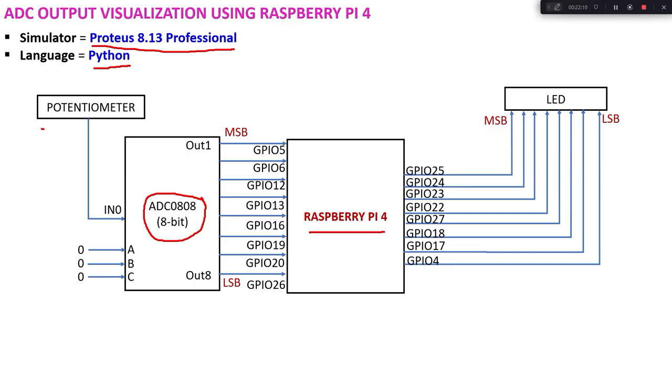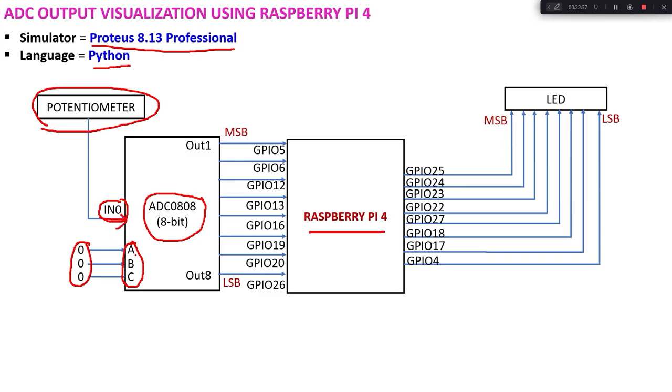And our sensor data will be connected to this ADC 0808 IC. So we are going to use the IN0 channel. I already said that we have 8 channels, IN0 to IN7. I am going to connect the sensor data to IN0 and I have to select this channel. For selecting the channels, I have to use the address lines A, B, C, and I am going to set them to 000, which means IN0 will be selected.